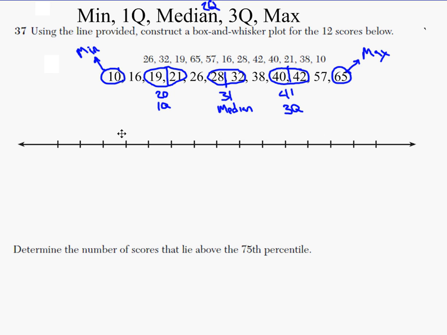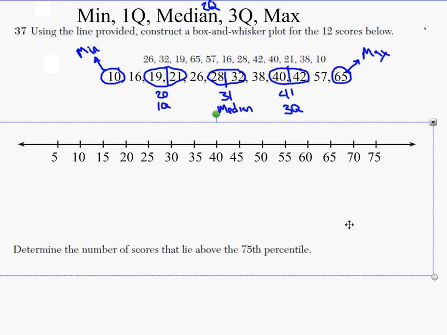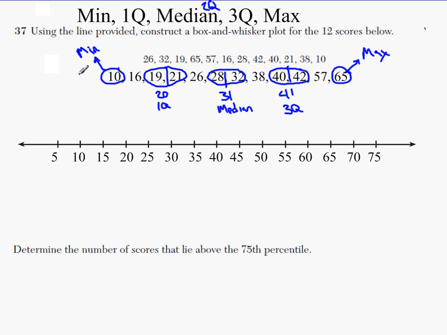So we're going to go ahead and go by 5s. 5, 10, 15, 20, so on and so forth. So you start with the minimum, then the first quartile, that's 20. So this is going to be the beginning of the box. This over here is our whisker. And then we got our median, that's 31. So it's going to look like this.